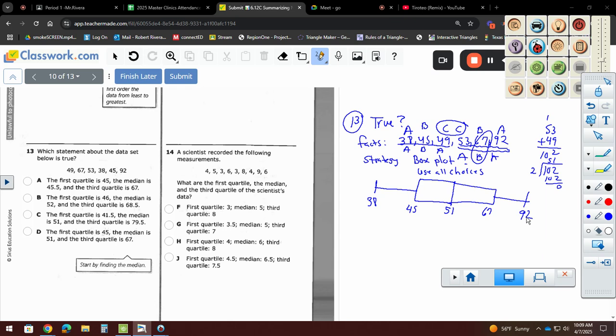Choice A. Tell me if everything matches or what's wrong with choice A, sir. Yes, sir? Choice A says the first quartile is 45, the median is 45.5, and the third quartile is 67. Is everything okay? Is that a true statement? And if it's not a true statement, tell me what's wrong with it. Dante?